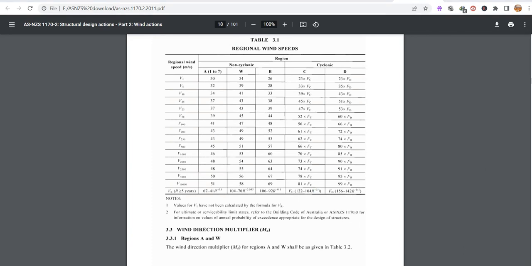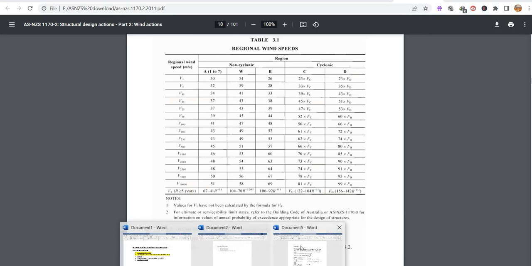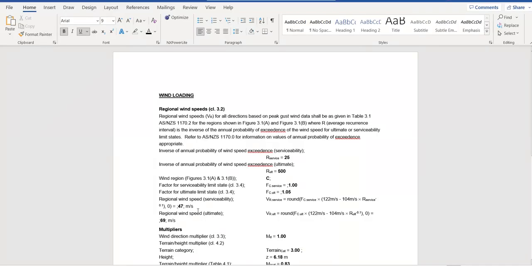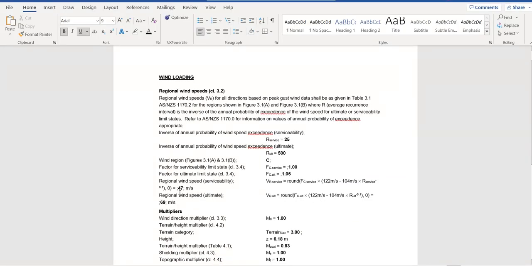And finally we got the regional wind speed, which is given here, which is 47 meters per second. That's for serviceability limit states, and the regional wind speed for ultimate limit states is 69 meters per second. Remember, that's the regional wind speed. We have not found the site wind speed.